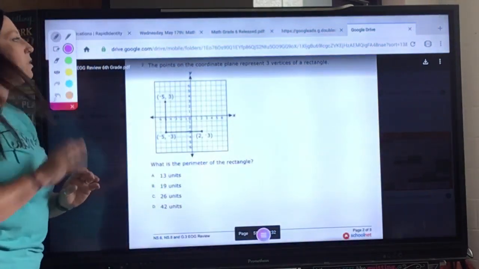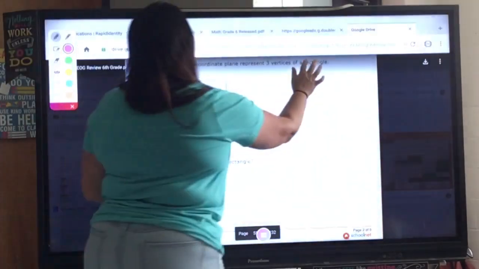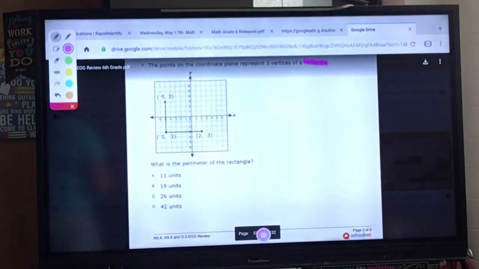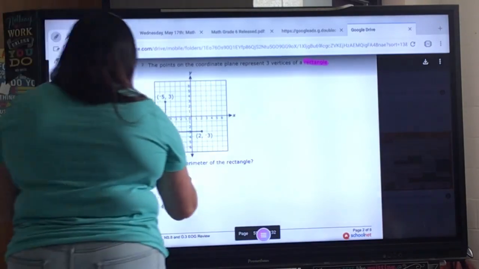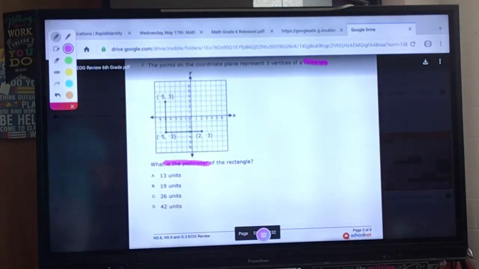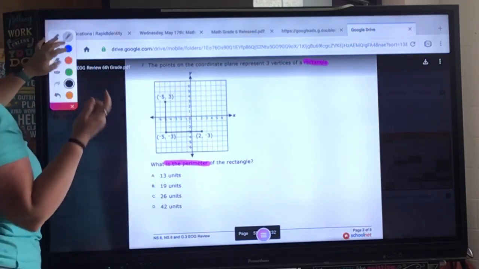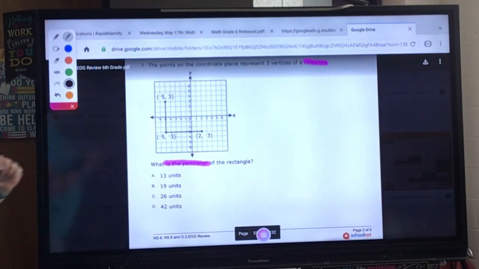Alright, so it says the points on the coordinate plane represent 3 vertices of a rectangle. Rectangle is very important. Why? What does it tell us about our shape? Noah? Opposite sides are equal. It says, what is the perimeter? Is it asking for area? No, it's asking for the perimeter. So how do we go about finding the perimeter? What can we do? Cristiano?